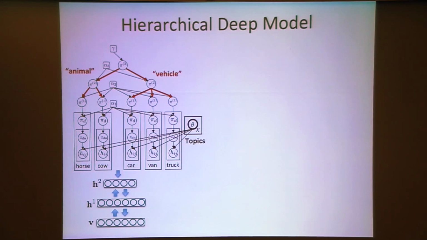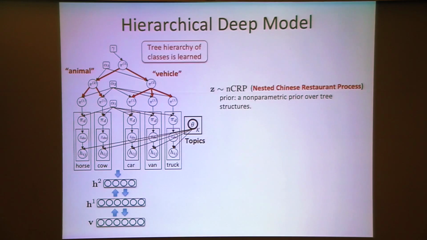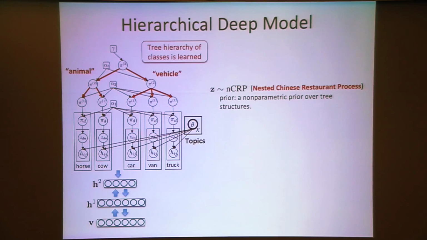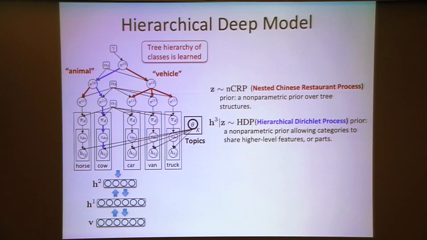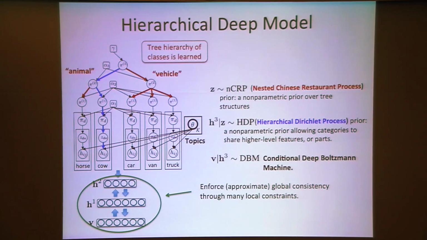So now, having all of this in our hands, we can define the following model. We can draw Z, a random variable, from the nested Chinese restaurant process prior, which is essentially a non-parametric prior over tree structures. Each tree structure will have a probability associated with it. Once you draw a particular tree hierarchy, you're going to draw the states of the high-level units, H3, from a hierarchical Dirichlet process, which is just an extension of hierarchical LDA. And then conditioned on these states drawn from an HDP prior, you're going to draw observed variables from a conditional deep Boltzmann machine model.